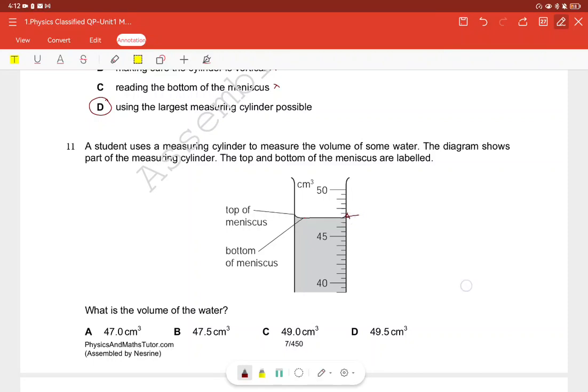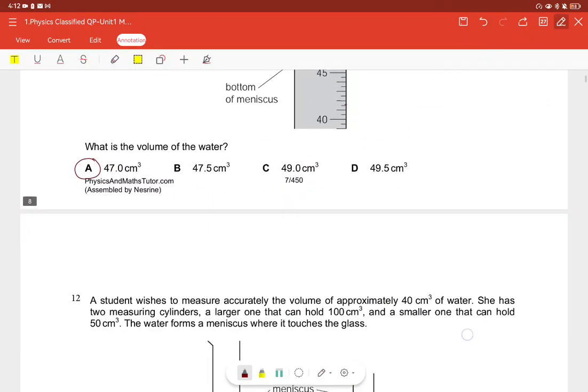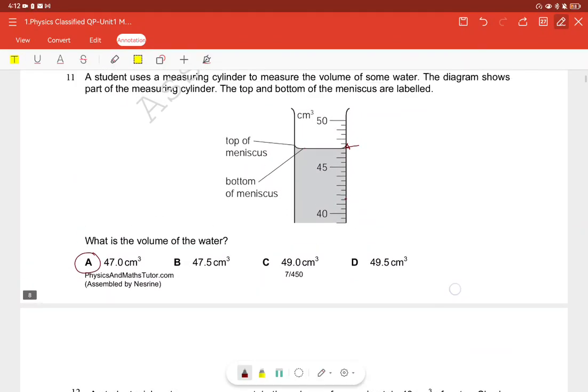Right? Someone would say 41, 42, 43, 44, or 46, 47, 48, 49, which is not correct. This is the distance from 40 to 45. 41, 42, 43, 44, 45. So each small line makes half, right? So this is 45.5, 46, 46.5, 47. So the reading is 47. Be careful with the marks.